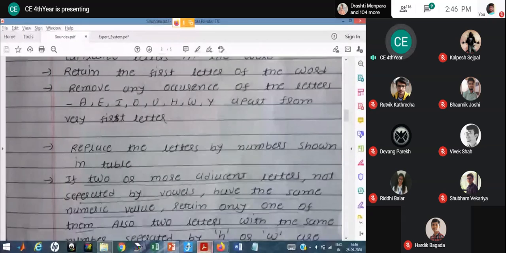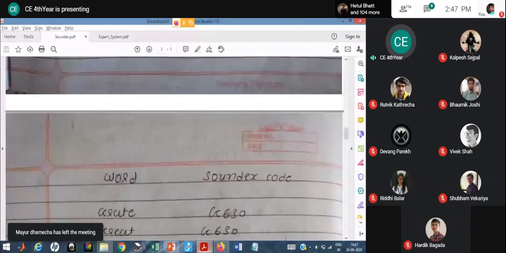Now the next step is retain the first letter of the word. The first letter of the word is G, so you have to retain it as it is. Then the third step is remove any occurrence of the letters A, E, I, O, U, H, W, Y. Apart from the very first letter, which is read as it is, other than that, if any of these occur, you have to remove them: A, E, I, O, U, H, W, Y.